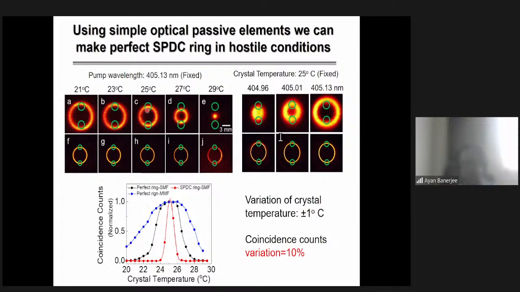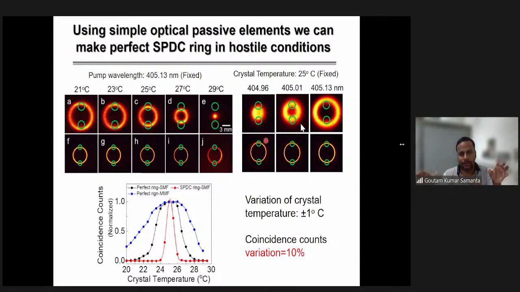I think what you're saying, Goutam, is that after everything is fine, if there is any change, do I have to worry about it or realign? Even if the temperature of the crystal changes by 1 degree, the system will be stable. If it goes beyond that, then we have to realign. The ring size is going up, so you have a fixed detection system, and the ring is not falling on it. There is an asymmetry in the thing.